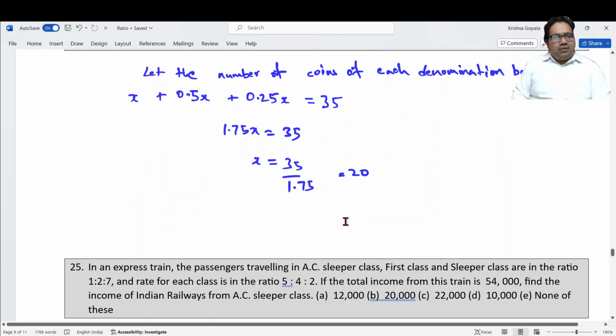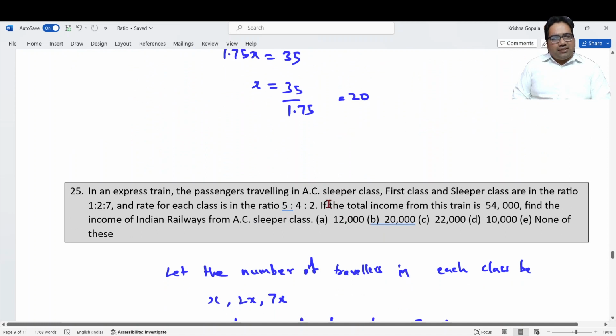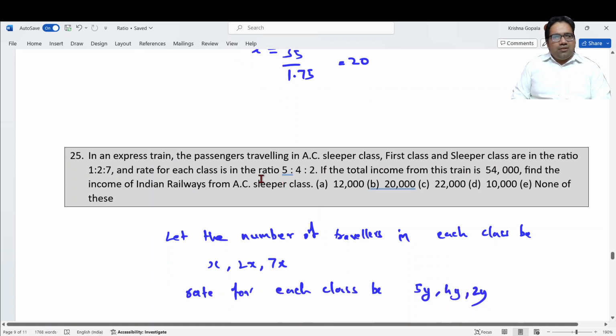Okay. In an express train, the passengers traveling in AC, first class, and sleeper class are in the ratio of 1 is to 2 is to 7. Very good. And the rate for each class is in the ratio 5 is to 4 is to 2. The total income from this train is 54,000. Find the income from sleeper class. Okay. AC 1 is to 2 is to 7.